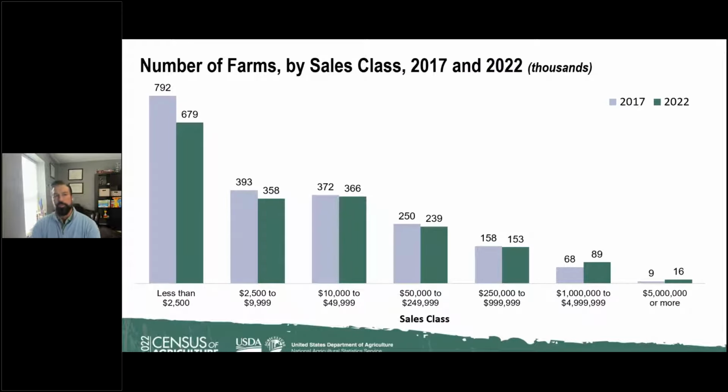The number of farms with over $1 million in sales has been steadily increasing, while the other classes have held steady or decreased. 6% of farms in 2022 were in the $1 million plus class compared to 4% in 2017. Next slide.